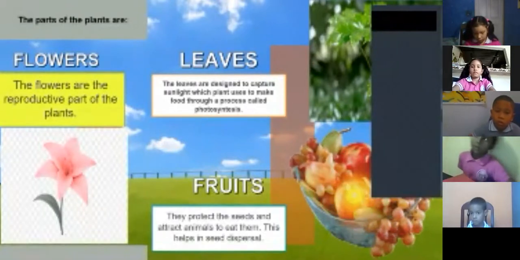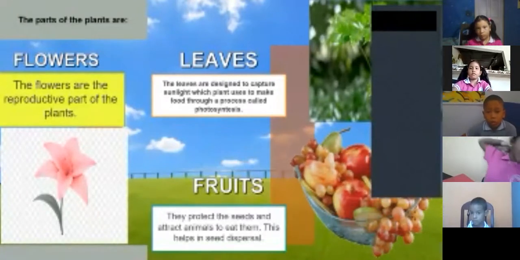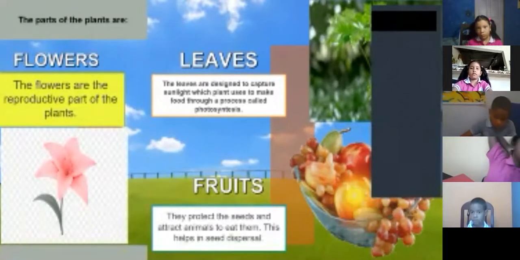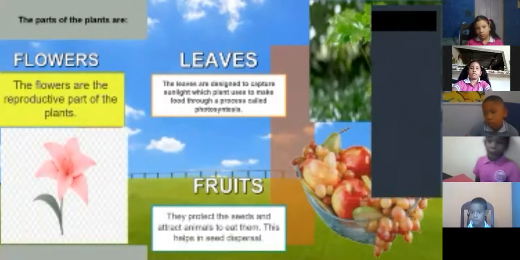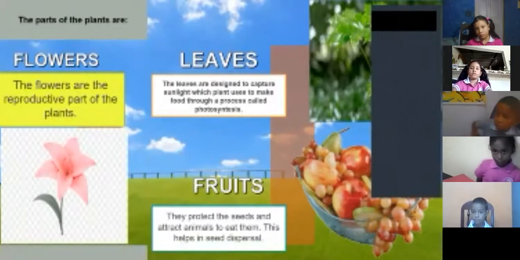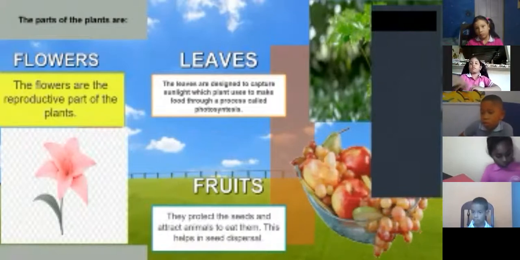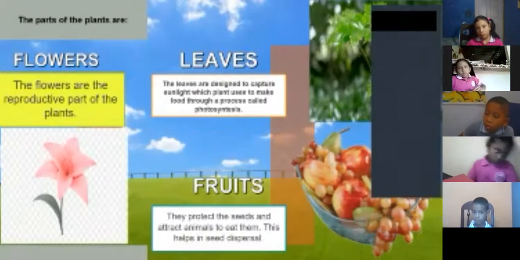And the fruits, they protect the seeds and attract animals to eat them. This helps in seed dispersal. Vemos que las frutas se encargan de proteger la semilla y así atraer a los animales a que se las coman. Y esto ayuda a que las semillas se dispersen y crezcan nuevas plantas.